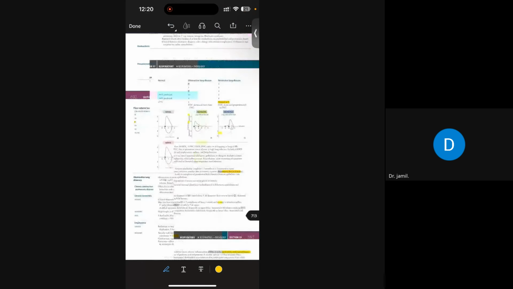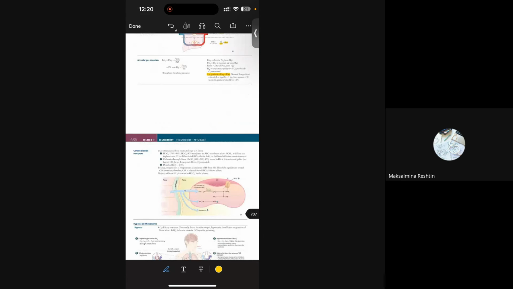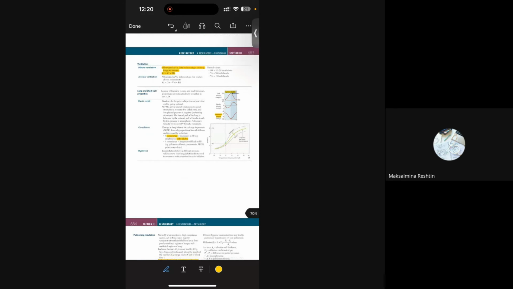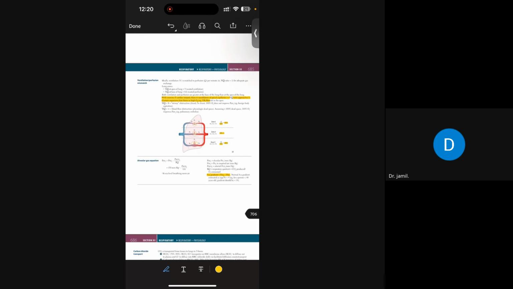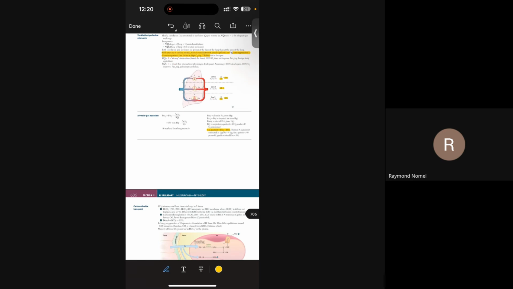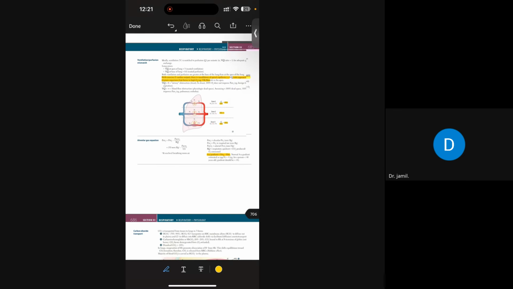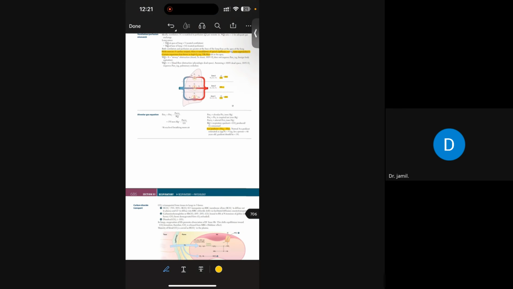Dead space ventilation because due to water. Let me open this. Dead space. I think you see dead space. Yes. Okay. Current obstruction, shunt, airway obstruction. A gradient is increased. Okay.